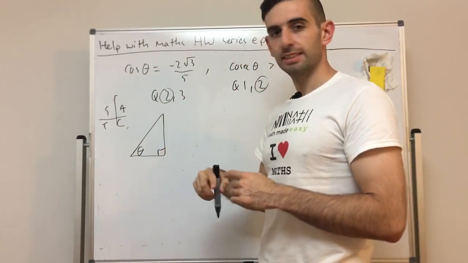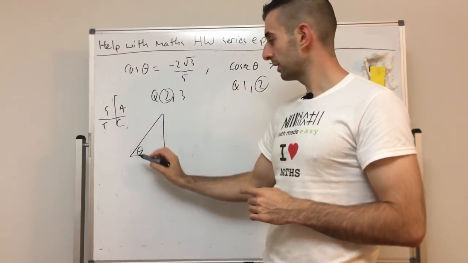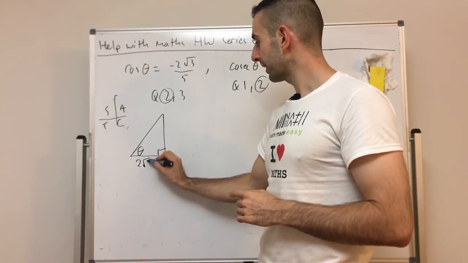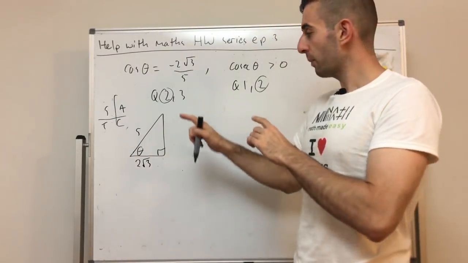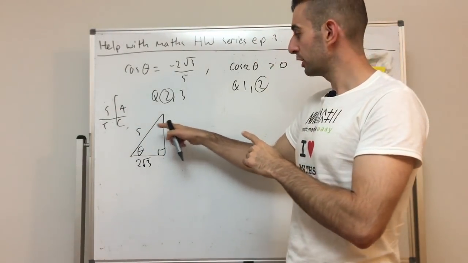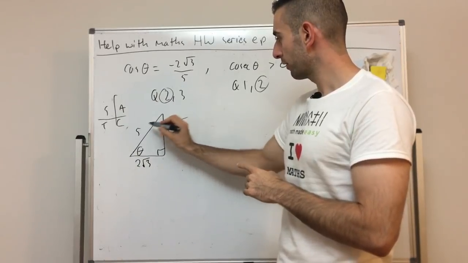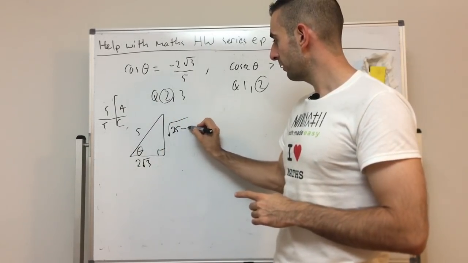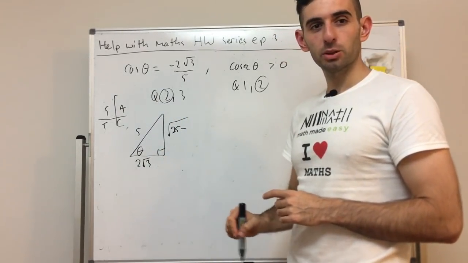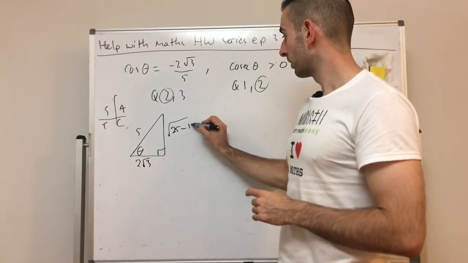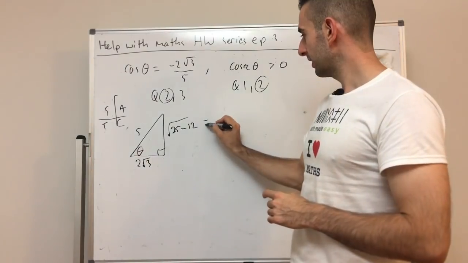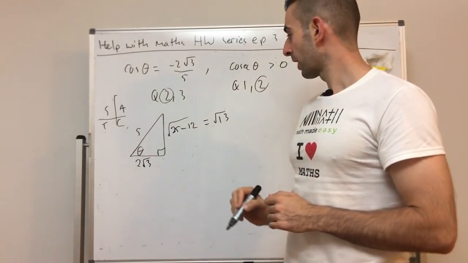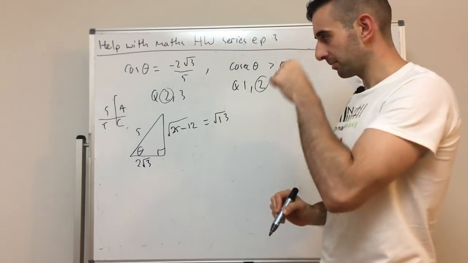So cos theta is adjacent over hypotenuse. So this is 2 root 3, and this is 5. Now we need to find the opposite side. So we use Pythagoras, which would be the square root of 5 squared, so 25, minus 2 root 3 squared, which is 12. Right, 2 squared is 4, root 3 squared is 3. So that turns into root 13.